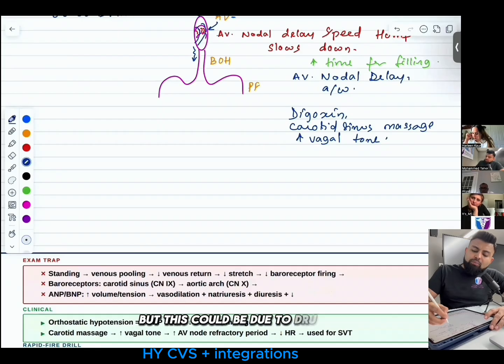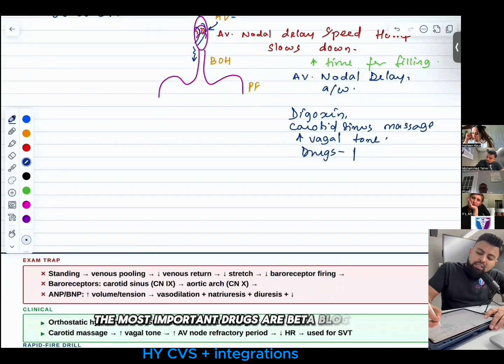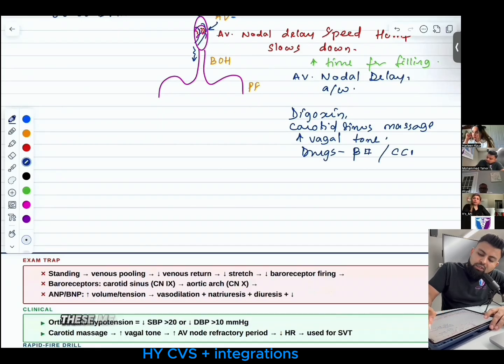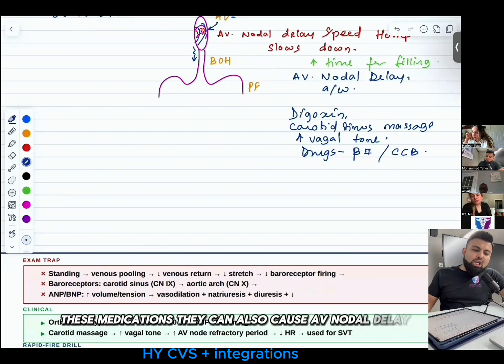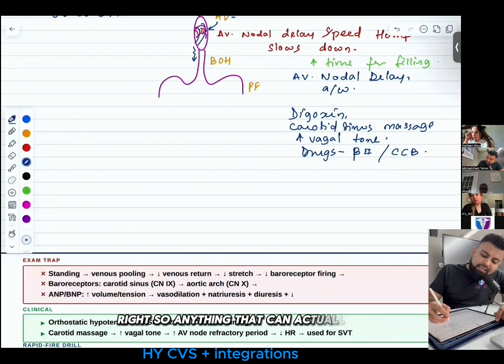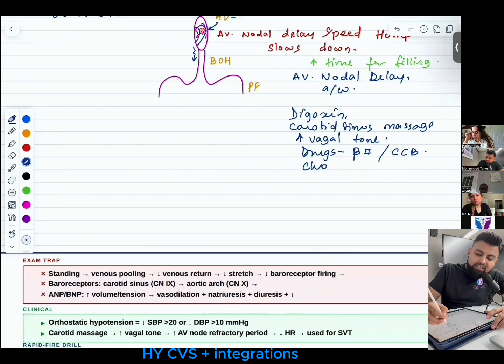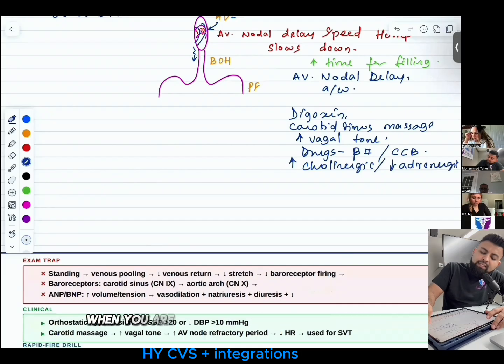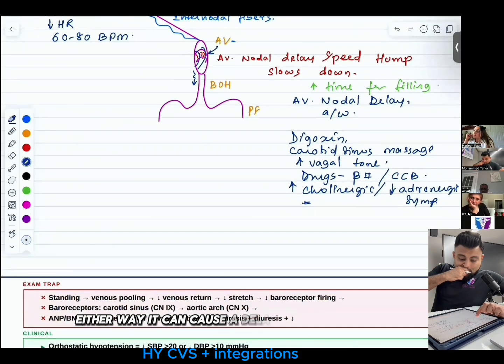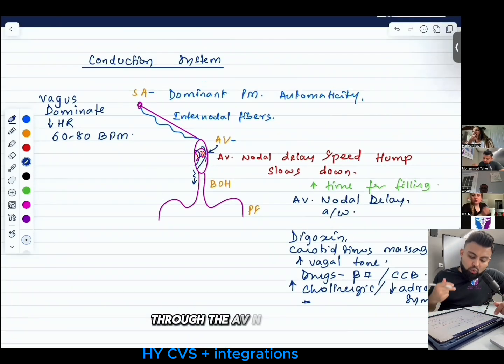But this could be due to drugs. One of the most important groups are beta blockers and calcium channel blockers. These medications can also cause AV nodal delay, right? So anything that increases cholinergic activity or decreases adrenergic activity. Understandable, adrenergic is sympathetic. When you reduce the sympathetic or increase the cholinergic, either way, it can cause a delay in the conduction through the AV node, right?